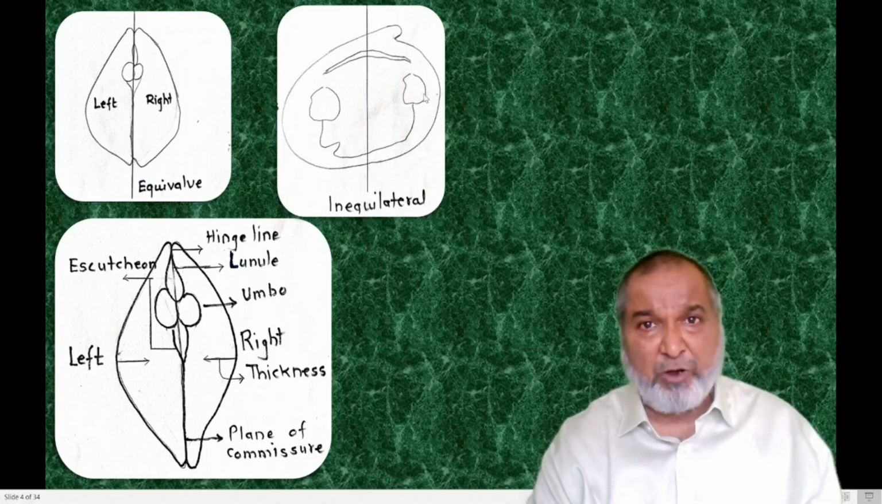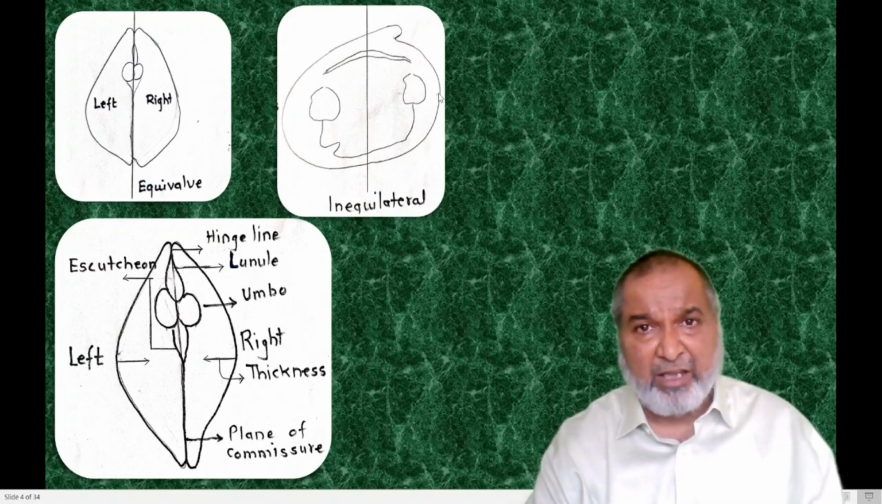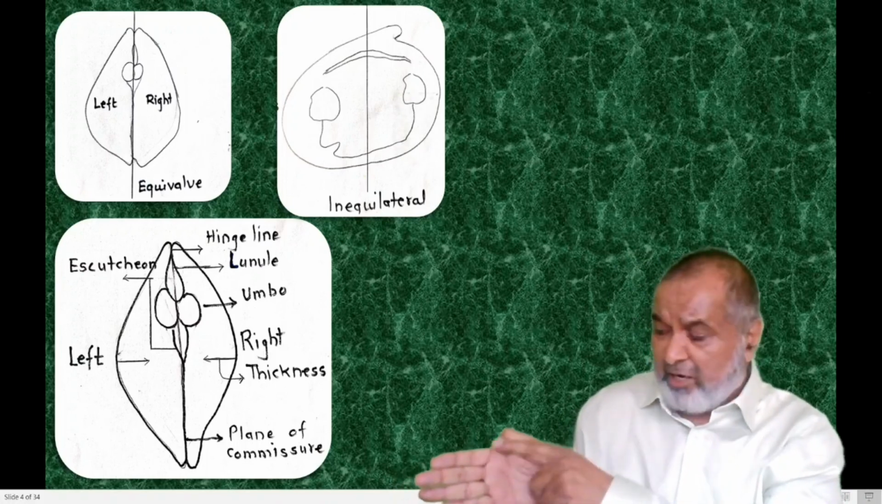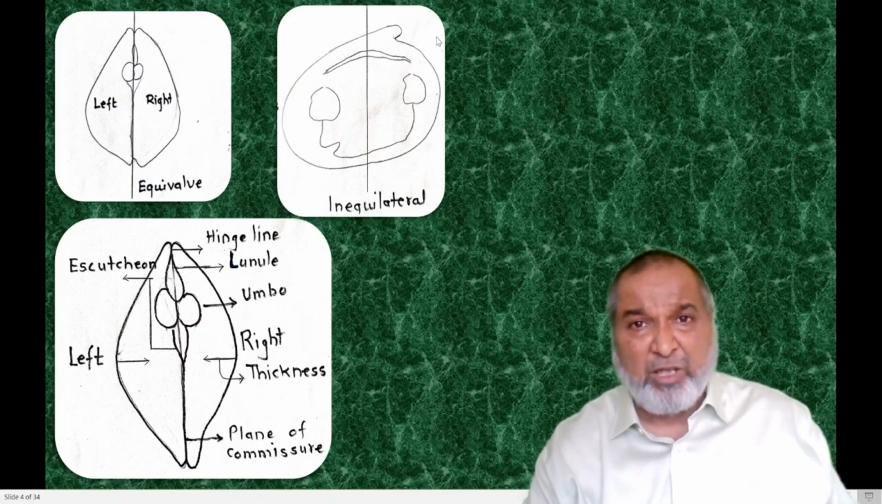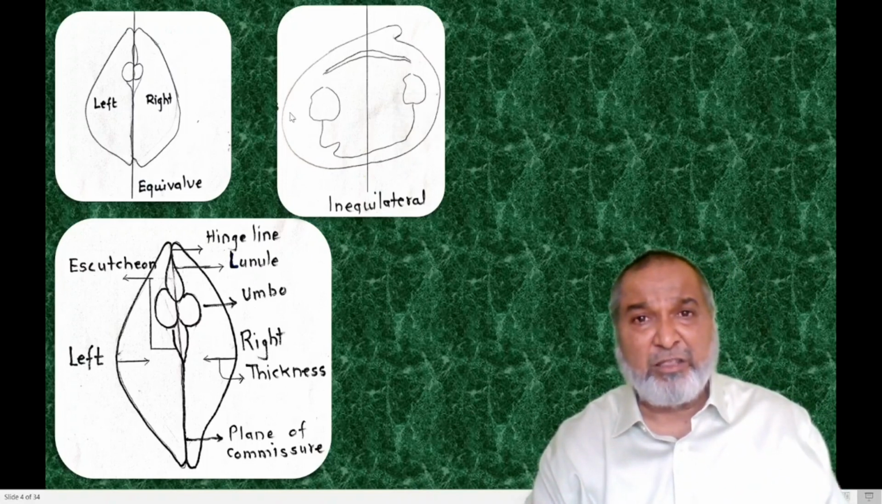And if you measure from anterior to posterior, whichever side the umbo is pointing to is the anterior side. For example, if you hold this hand, the umbo is pointing this side, so this is your anterior side, and this is your posterior side. If you measure the distance from anterior to posterior, it is the length of the shell. This is the height and this is the length.